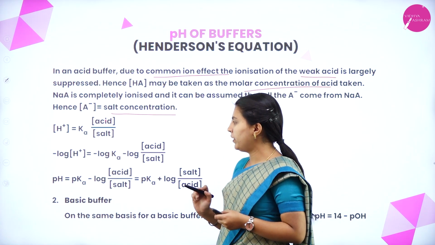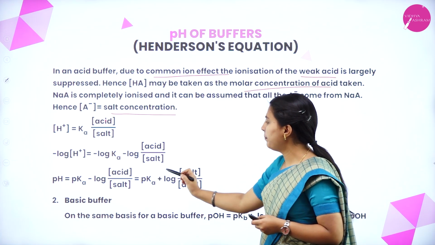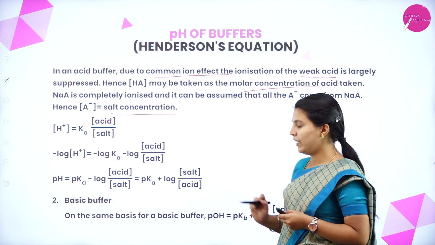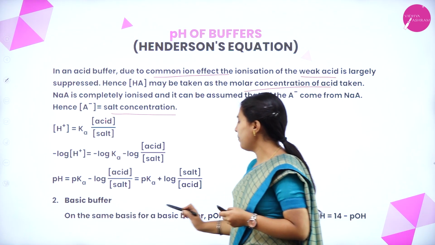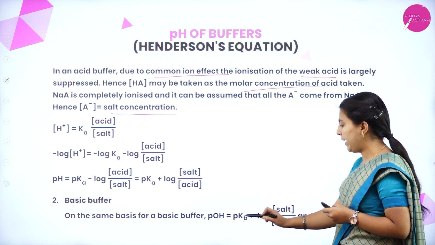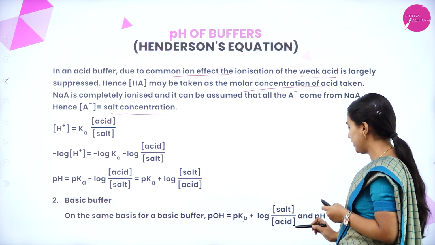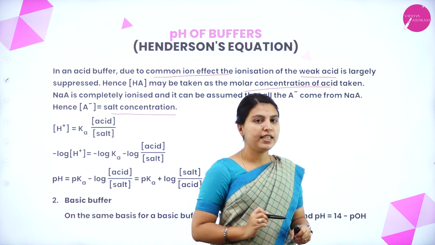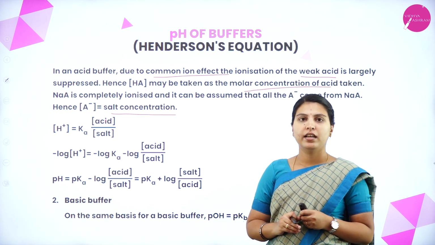Next is basic buffer. This is the main derivation to arrive at pKa plus log of concentration of salt by concentration of acid. Same thing you have to analyze with basic buffer. On the same basis for a basic buffer, pOH equals pKb, this is for the base, plus log of concentration of salt by concentration of acid, and pH will be equal to 14 minus pOH. If you know this relation, you can understand this derivation.